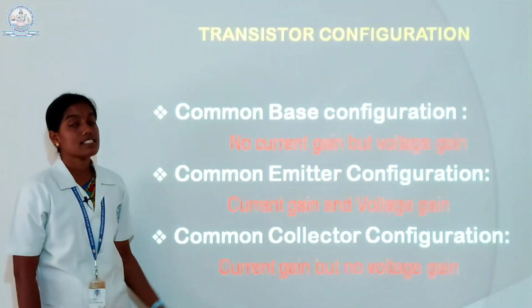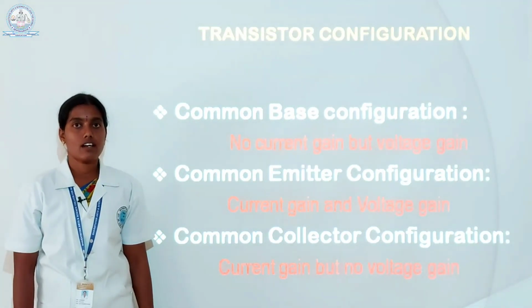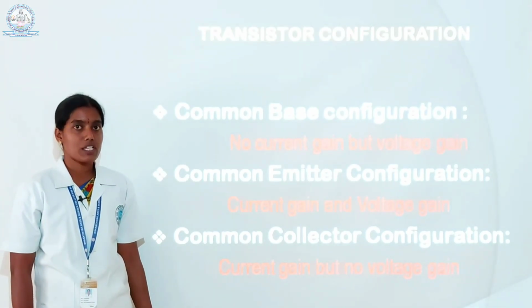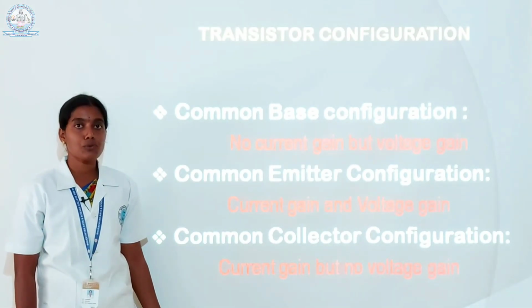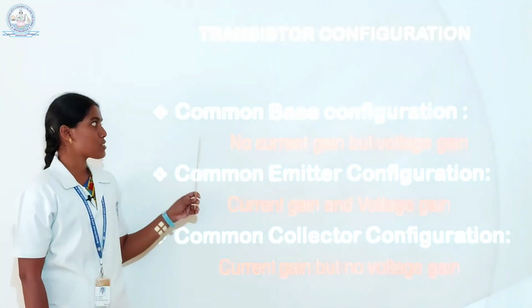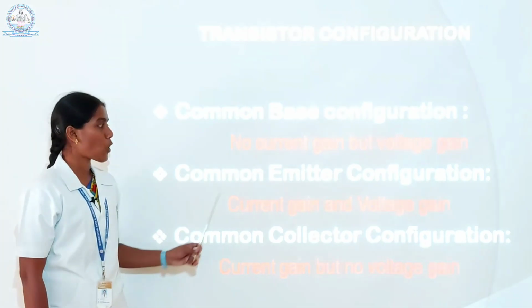Transistor configuration. A transistor operates in three operation regions: cutoff, active and saturation. The active region is used to amplify signals. The cutoff and saturation regions are used for the switching conditions of a transistor. The configurations are: first one, common base, common emitter and common collector.